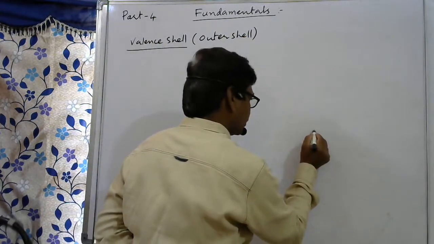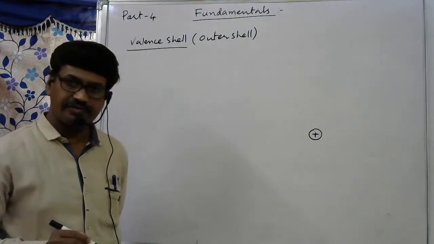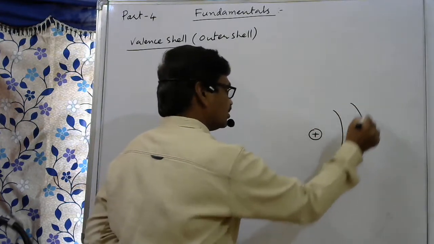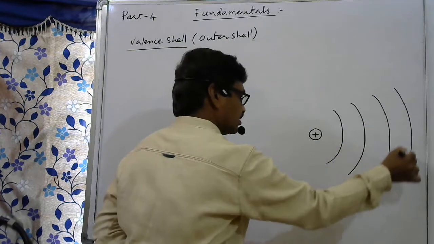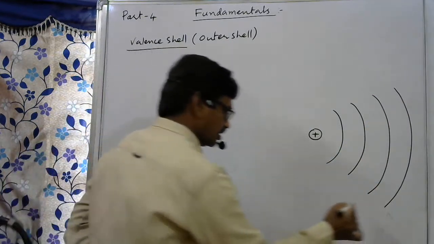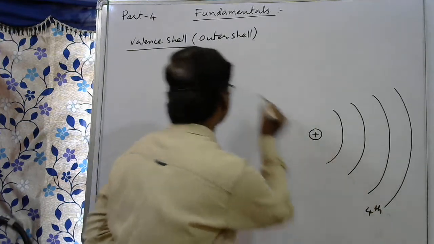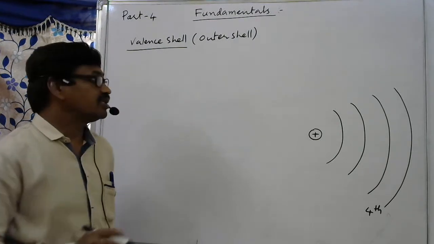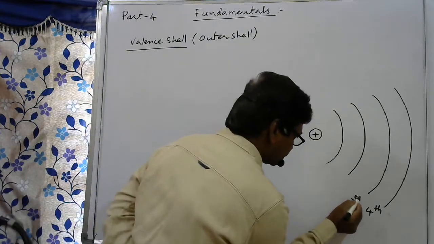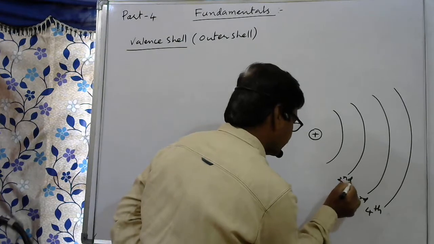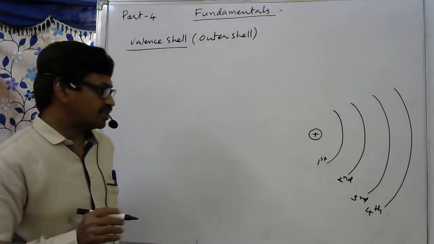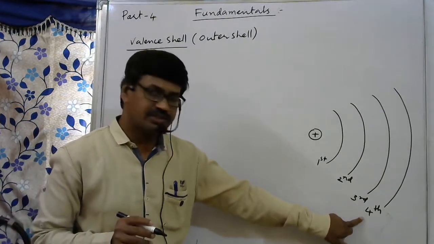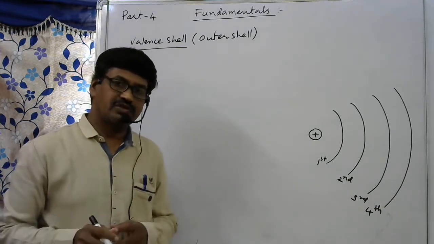For example, this is the nucleus of an atom. Then this is the first shell, this is the second shell, this is the third shell, this is the fourth shell. Here I am considering this fourth shell as the valence shell, the last shell. The third one is before it, then the second, then the first. At the center there is a nucleus, and electrons revolve around it in these shells.